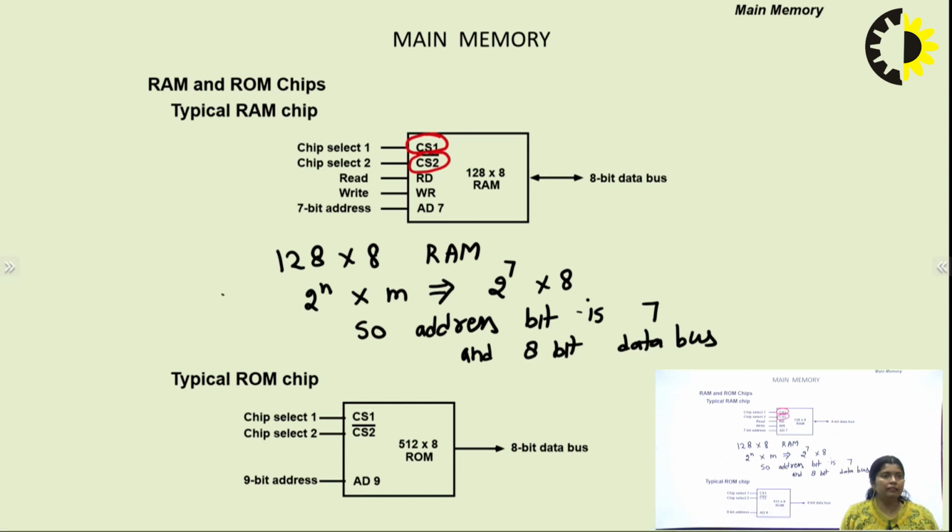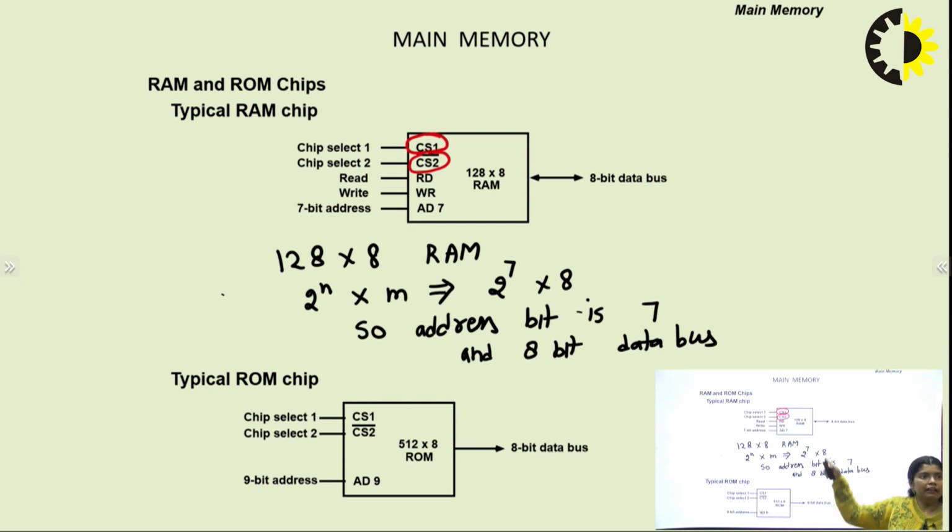Here we can see there are bidirectional values. In the RAM, the data bus is a bidirectional data bus, meaning data can be transferred from memory to CPU, and vice versa, from CPU to memory. In the ROM there is a unidirectional data bus, meaning only the memory transfers data to the CPU, but not vice versa.